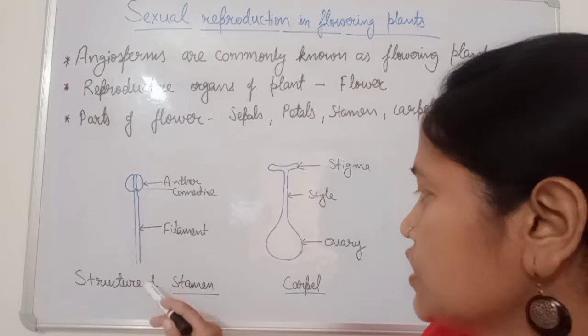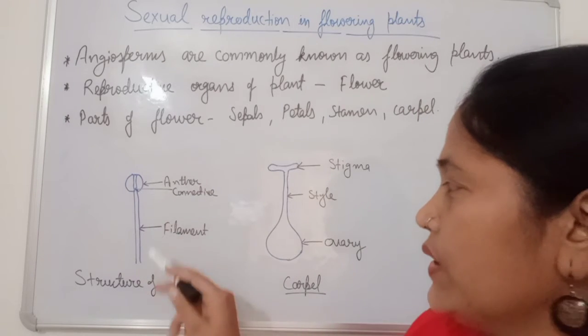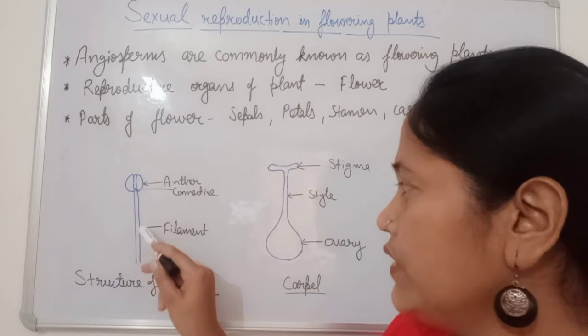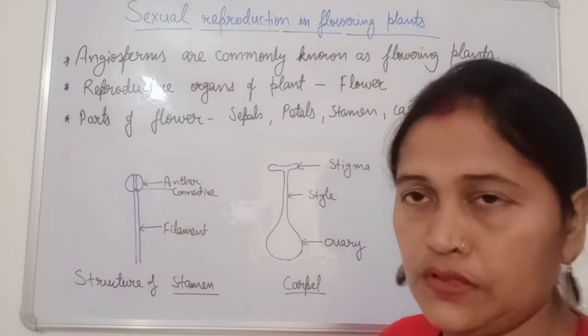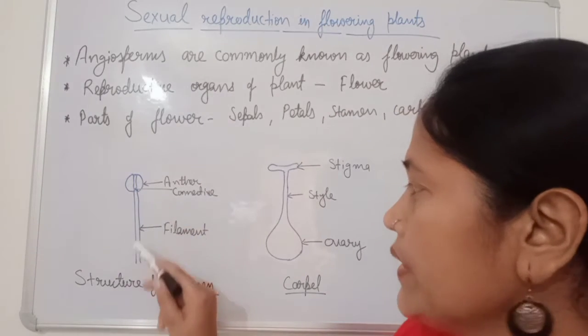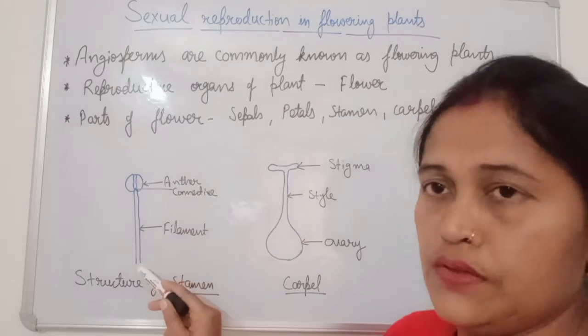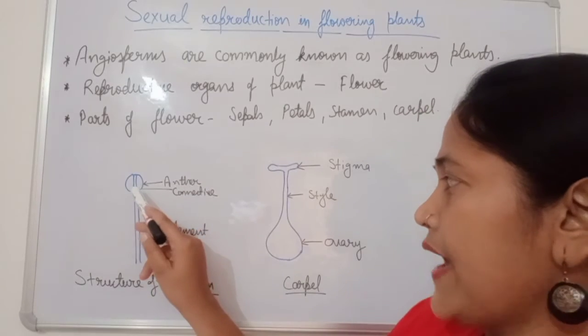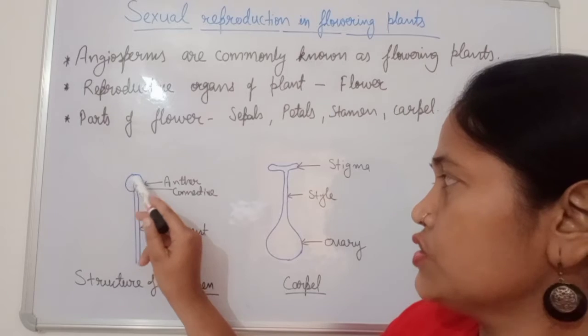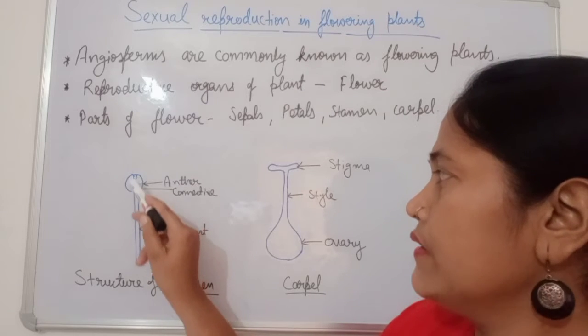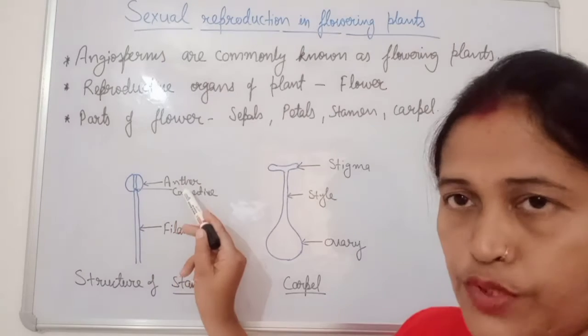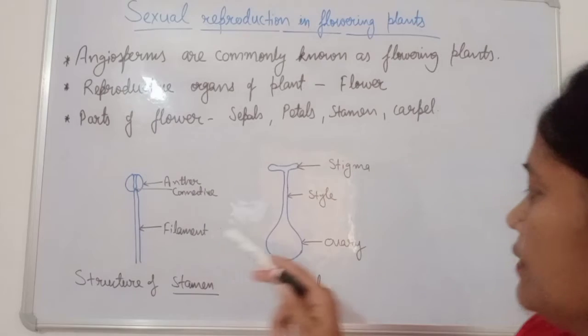This is the structure of a stamen. It consists of two parts: one is the filament, the second is the anther. The filament is an elongated tubular structure, and the anther is attached to it. The anther is two chambered, as you can see, and in the intermediate is the connective tissue.